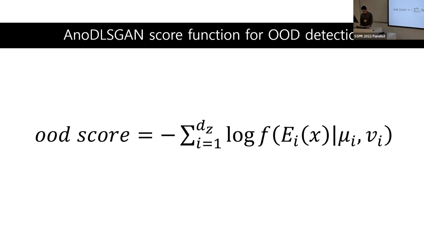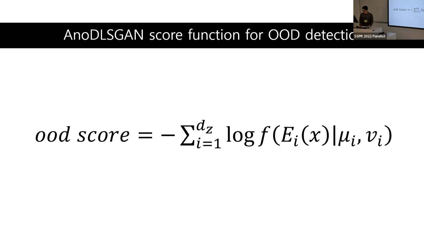This equation shows how the method calculates the OOD score of the input data. The OOD score is simply the negative log likelihood of the predicted latent code. In this equation, X is the input data, E is the encoder, F and mu are the probability density function and mean vector of the latent random variable, respectively, and V is the traced latent variance vector of DLSGAN. If the OOD score of the latent code is low, it is specified as ID data, and if it is high, it is specified as OOD data.